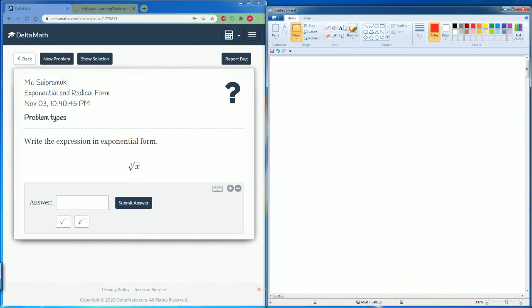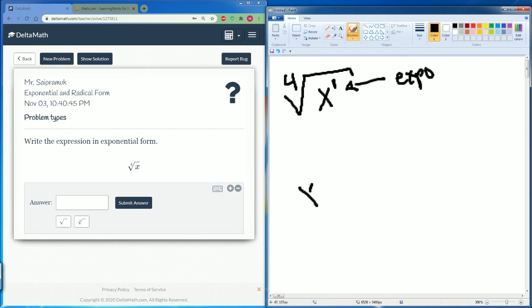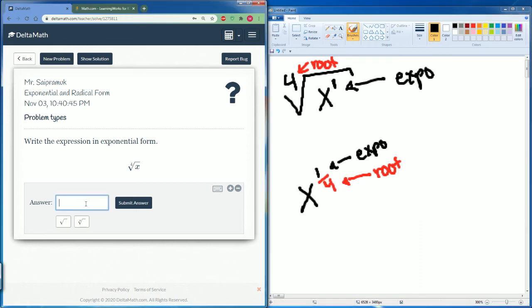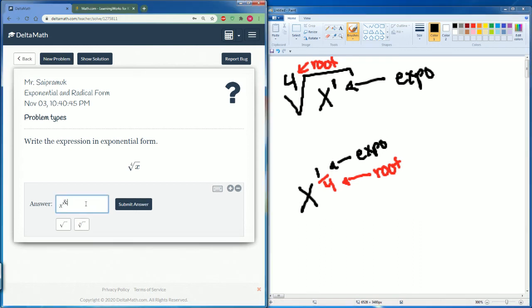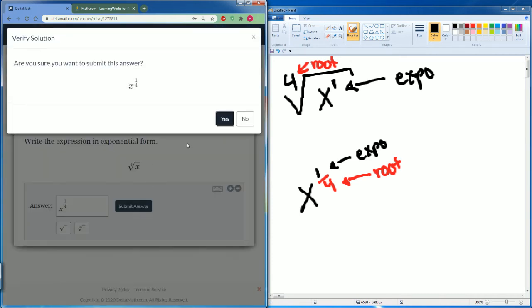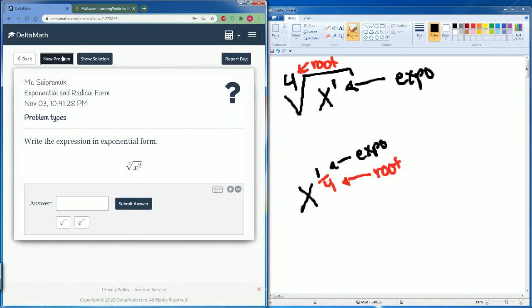We have something that looks like this now. 4 radical x. We saw that there's really an exponent of 1 here. So this is the exponent, so it's x to the 1. Then this is the root. So it's going to be divided by 4 because this is the root, which is in the bottom, and on top it's the exponent. Okay, so it's x to the 1 divided by 4. There you go. All right.